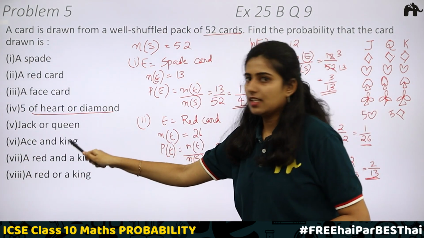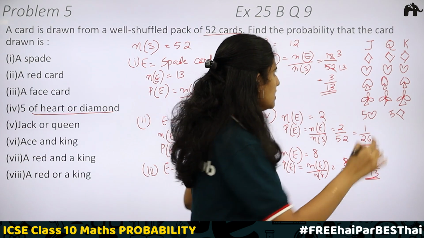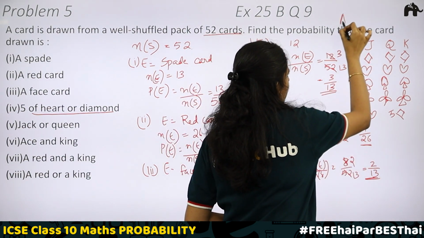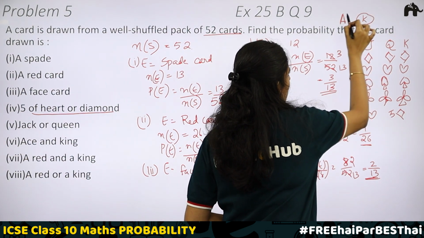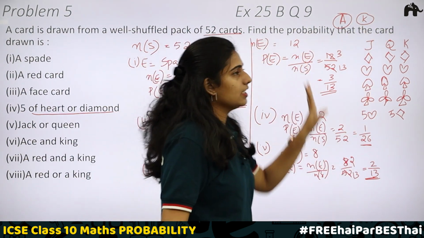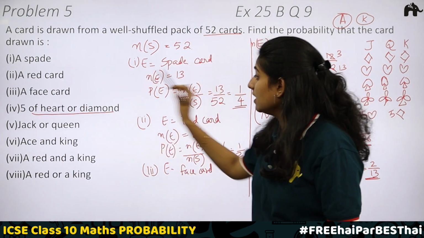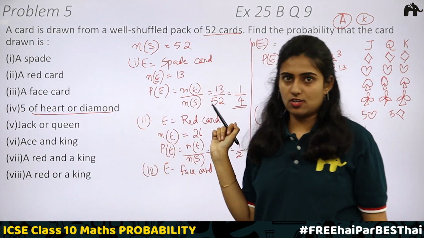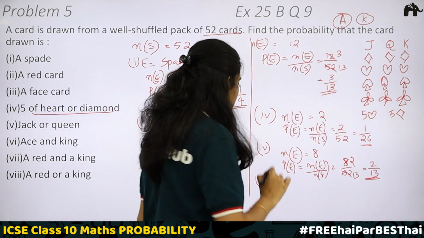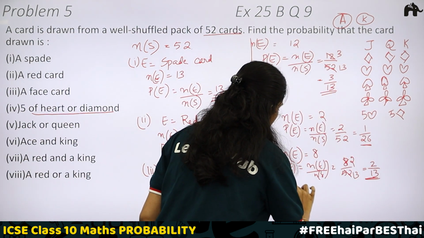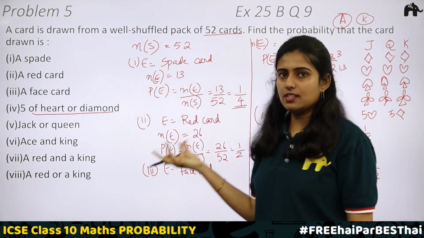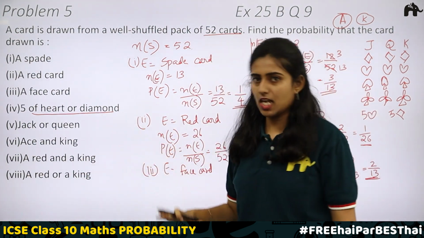Ace and a king. Ace is the card with A written on it. Can we have ace and king on the same card? No, right? We cannot get a card which is having ace and king written on it. Which means here there is no outcome which is favorable to it. N of E will be 0. If it is ace or king, then it is okay. Ace cards and king cards can be included.